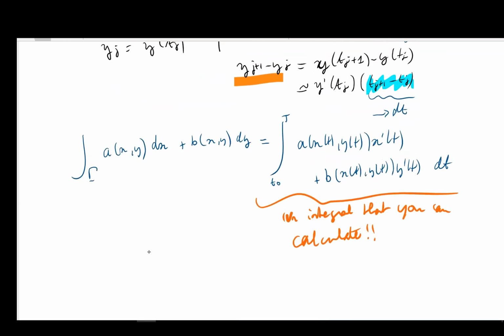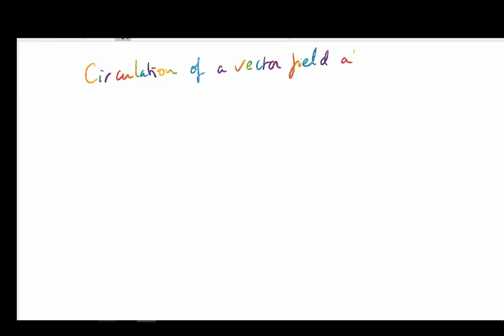Okay, so this is what we had obtained. Maybe it's time to sum up a bit what we wanted to introduce. For the moment, it was mostly ideas and maybe some notation. All right, so let's say what I'm going to do is to calculate what is called the circulation of a vector field along a curve.